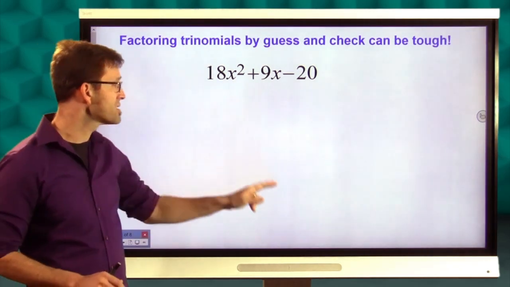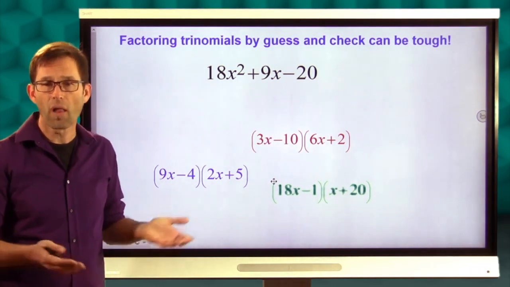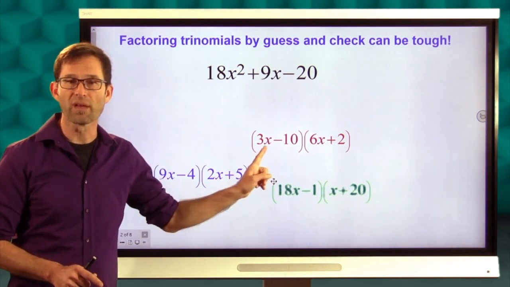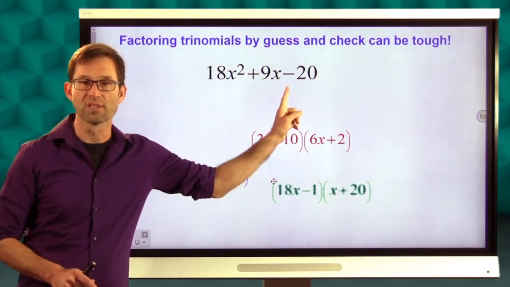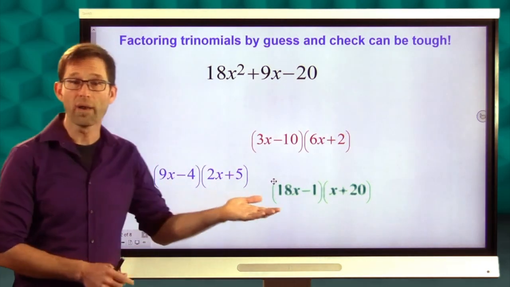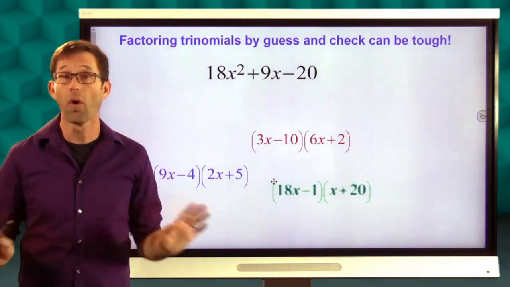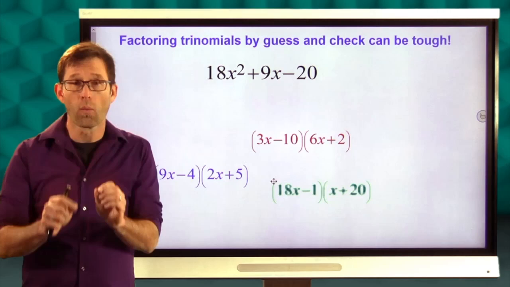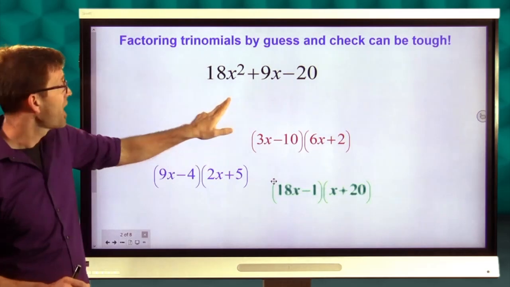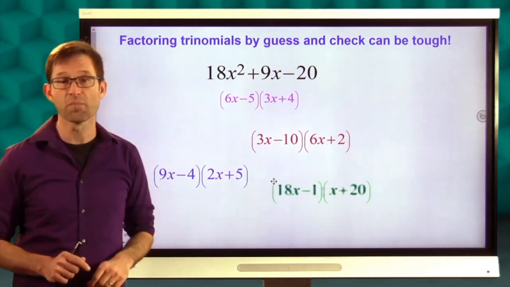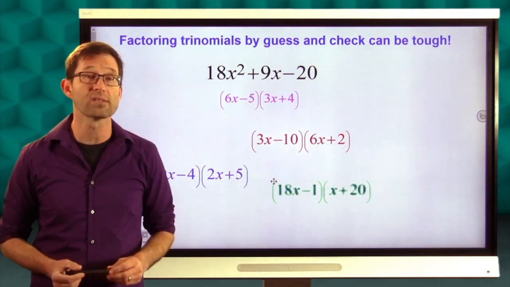In fact, if I were to guess and check on this polynomial, all of these would be reasonable guesses. And again, this would be reasonable because 3x times 6x is 18x squared, and negative 10 times positive 2 is negative 20. In each one of these, it's the same way. They're all reasonable guesses, and they're all wrong, right? If we worked them all out, none of them would give us a linear term of positive 9x. In fact, the correct one is this, 6x minus 5 times 3x plus 4. And it might take me 3 or 4 guesses to find that out.